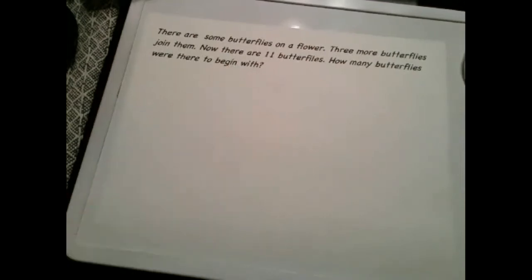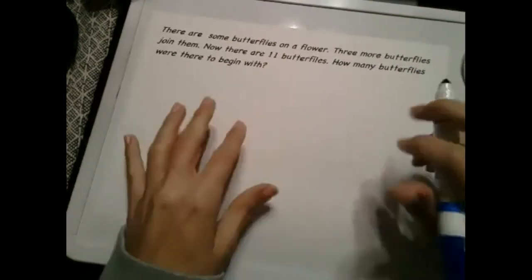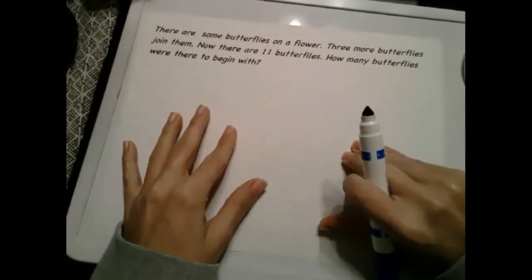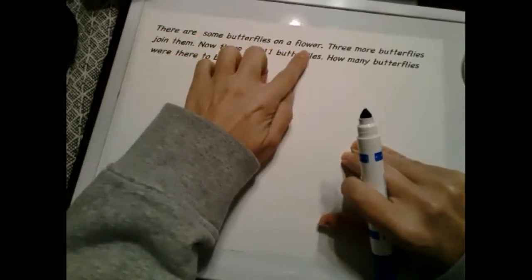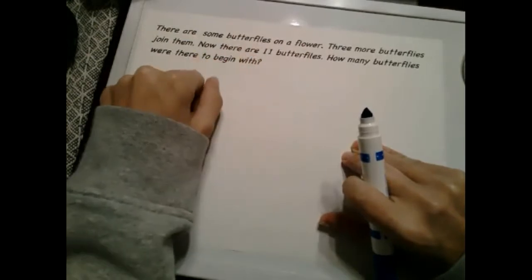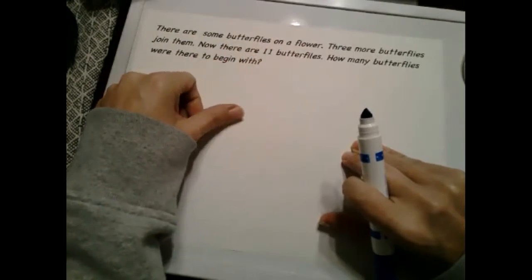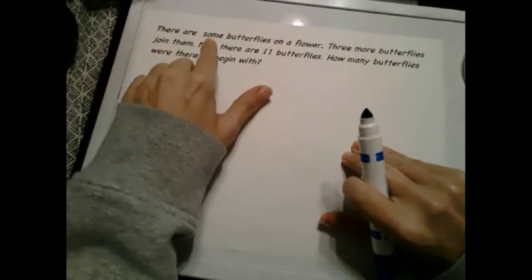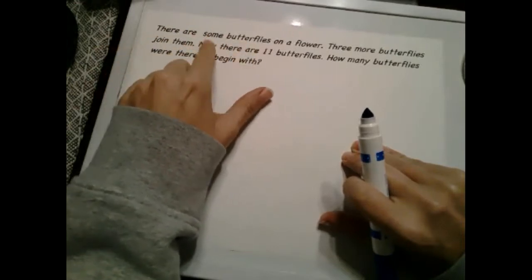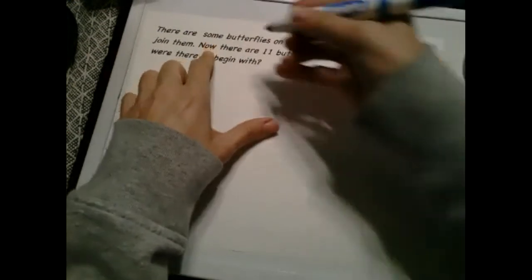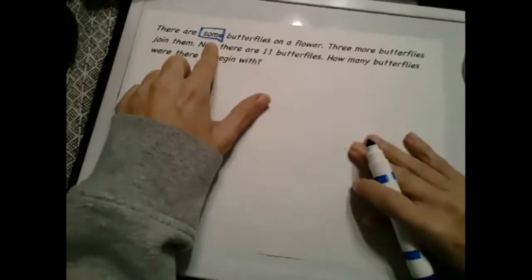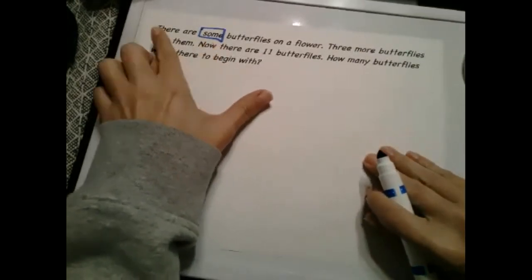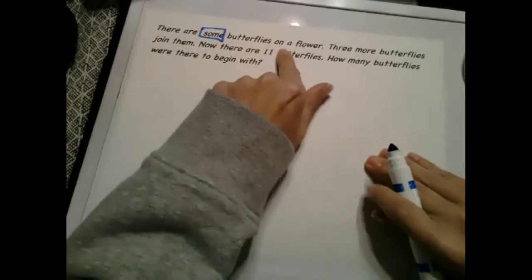So let's think about what this problem is saying. Let's look for some clues about things that we know and what we need to find out. There are some butterflies on the flower. Do I know how many butterflies are on the flower? No. It said that there are some butterflies on the flower. So I know that this is my unknown, and I am going to put a box around that word some because I don't know how many I'm starting with. There are some butterflies on a flower.